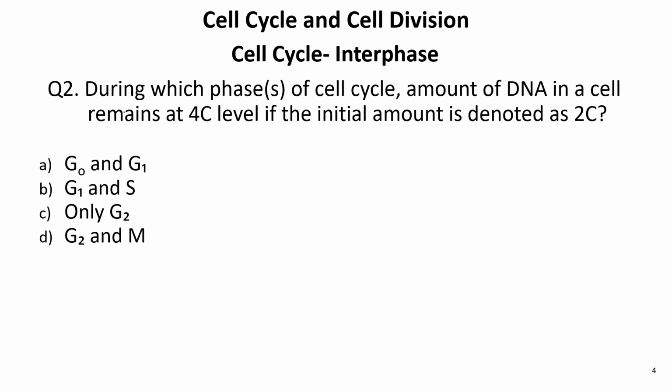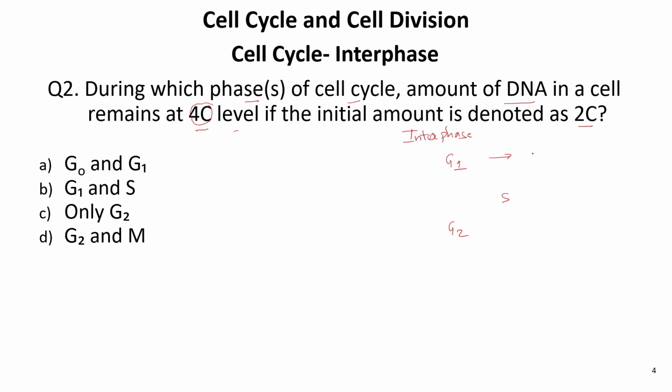Now coming to the next question. During which phase of the cell cycle does the amount of DNA in the cell remain at 4C? You can circle this. They are asking about 4C, if the initial amount is denoted as 2C. Again, we are talking about interphase here, G1, S and G2 phase, which are the subphases of interphase.